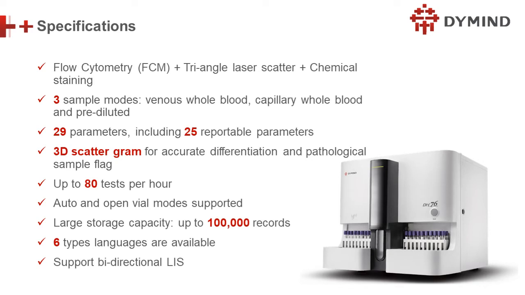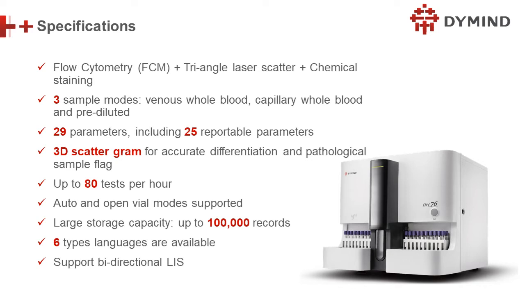So that's why our machine can give research parameters. For what? For study, like NRBC, like some more abnormal large cell. Okay, ALC, that is ALC. It means abnormal one. So 3D is very useful, and our biggest advantage.